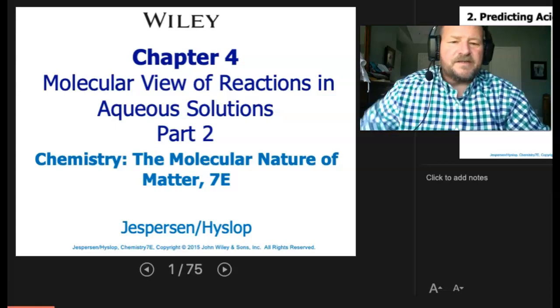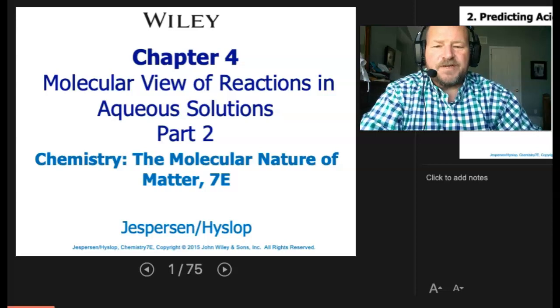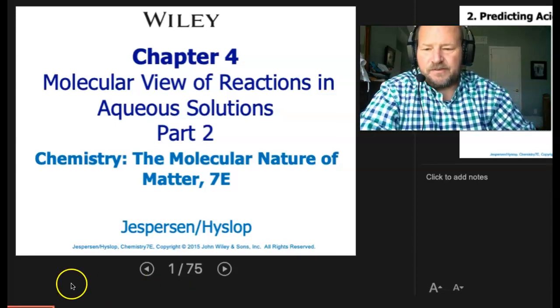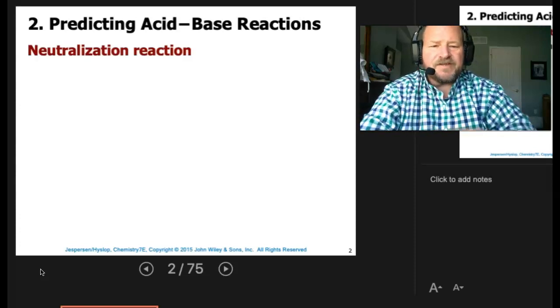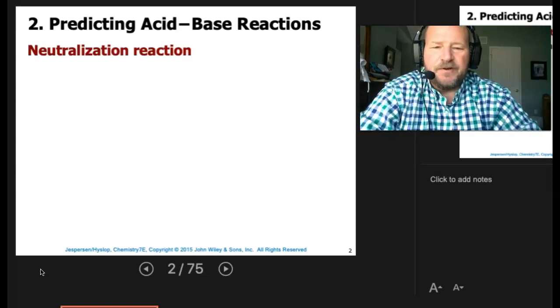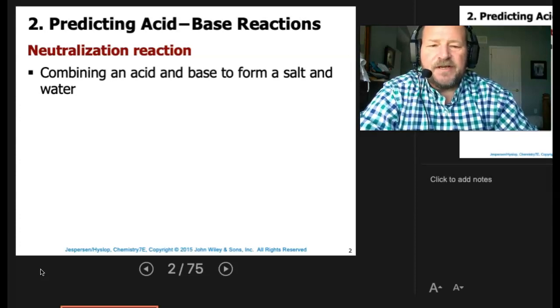So moving on to our next type of reaction, we're going to have predicting acid-base reactions. So that's what's coming up next. We refer to this as a neutralization reaction. What we're going to do is combine an acid and a base, and our products are always going to be salt and water.